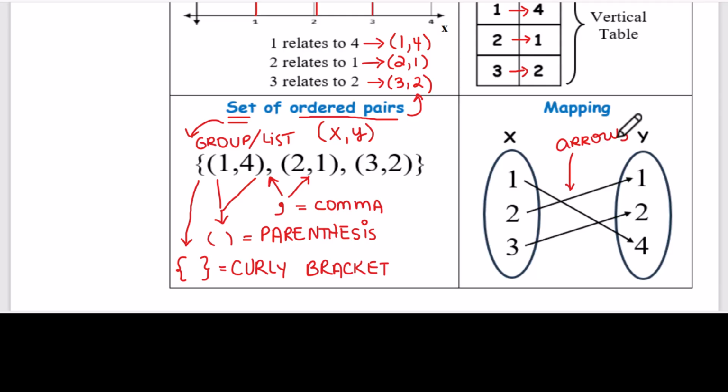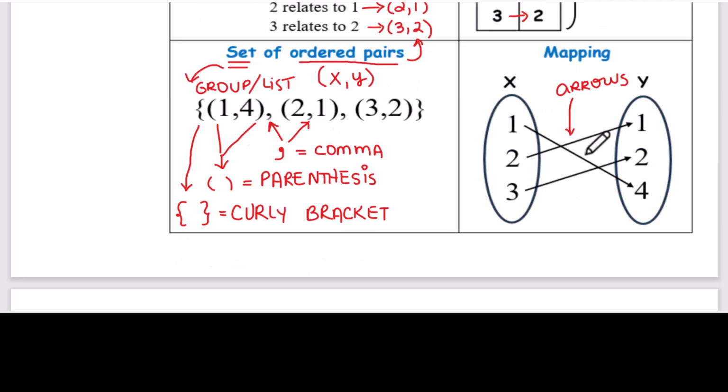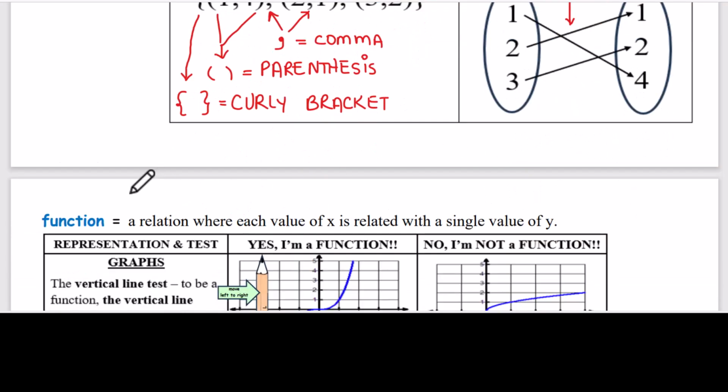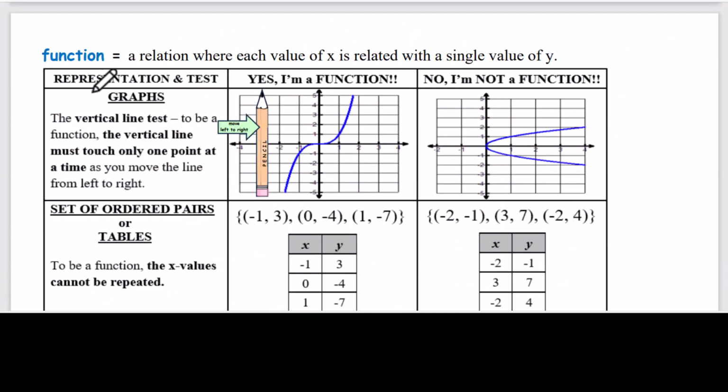So there we go. These are the four types of representations in mathematics that we use in order to show relations. All right, now that we talked about relations, let's talk about a very specific or special relation called a function. So on the next page, we're going to learn about functions. A function is a relation where each value of x is related with a single y value.